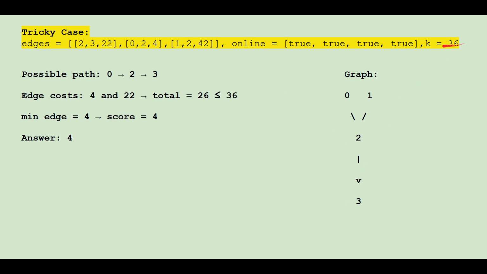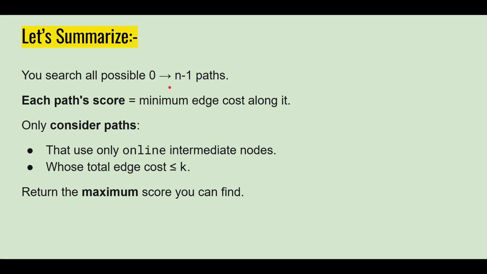So 64 is not less than or equal to 36, so it is invalid. So there is only one path. You have to understand these cases. Let's summarize this. You search all the possible paths from 0 to n-1, right?